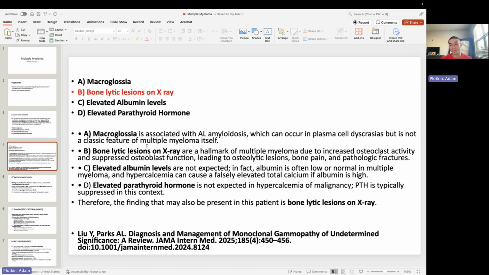And then knowing that multiple myeloma is a PTH-independent process to cause hypercalcemia. So again, we'll talk about the mechanism by which hypercalcemia occurs, but the elevated calcium occurs without the use of PTH. And so that elevated calcium feeds back and shuts down PTH.